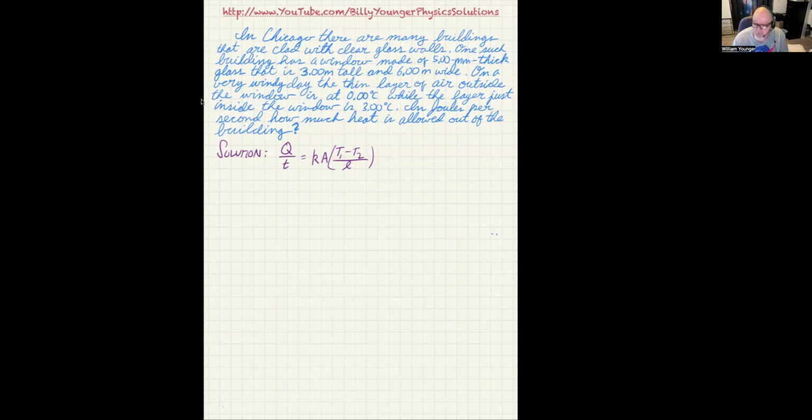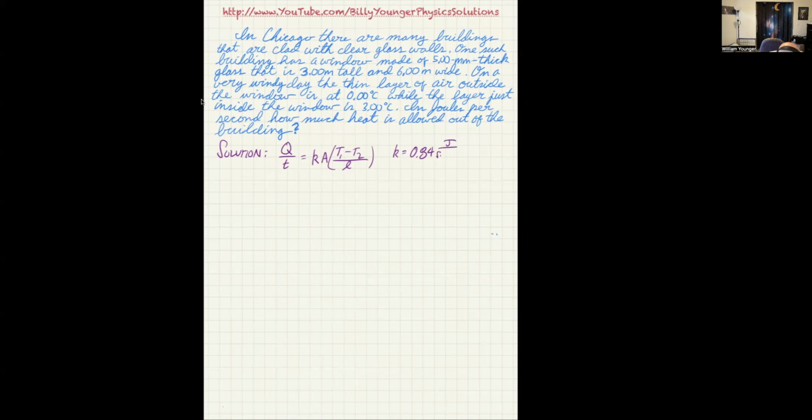Q over t is equal to the thermal conductivity times the cross-sectional area times the temperature gradient across the window. We also know specifically for the glass, the thermal conductivity is 0.84. And of course, you can make out that the units must be joules per second from the Q over t. So I'll write joules per second.